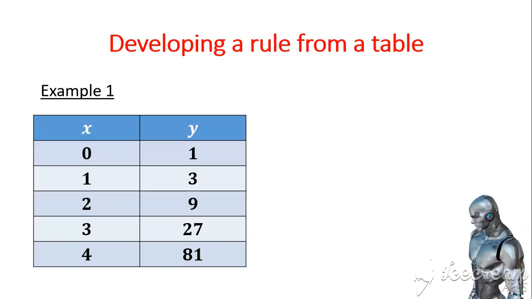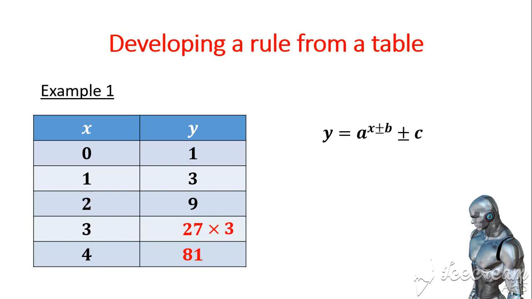Here's a table, some x and y values, and we're going to develop an exponential rule from this table. Now here's the exponential rule. Y is equal to some number a to the power of x. We might have plus or minus some number b with the x, and then we might have plus or minus c at the end. Right, the first thing you might notice is if I go 1 times 3, I get 3. 3 times 3 is 9. 9 times 3 is 27. 27 times 3 is 81. So everything's been multiplied by 3 in the y column.